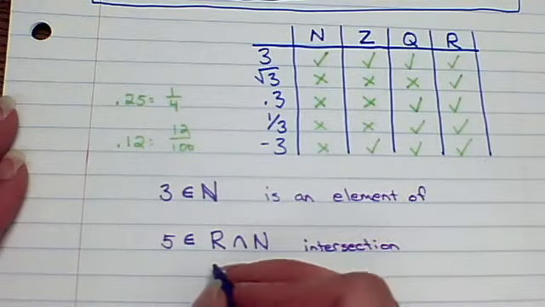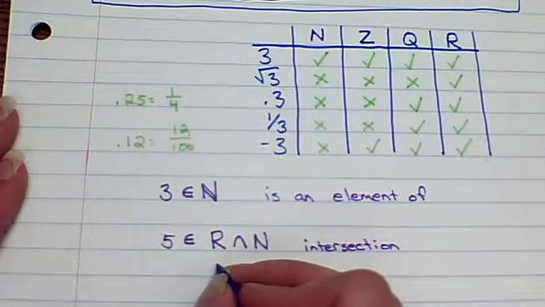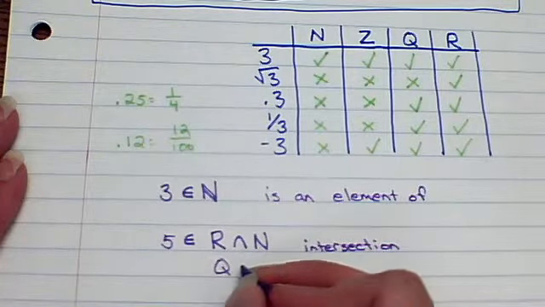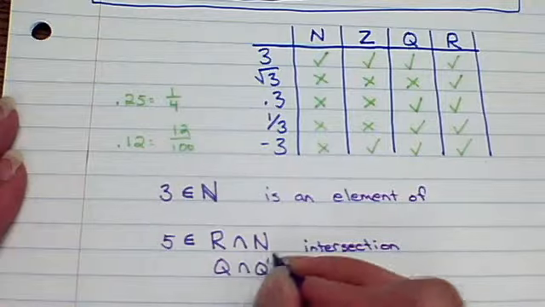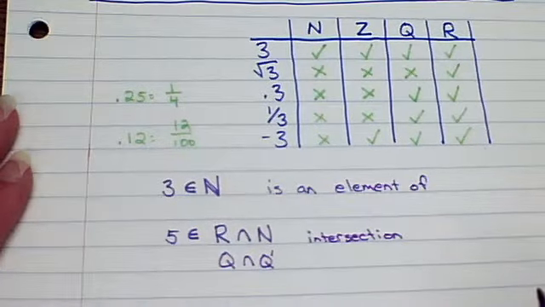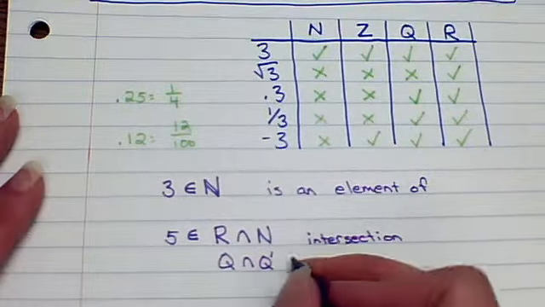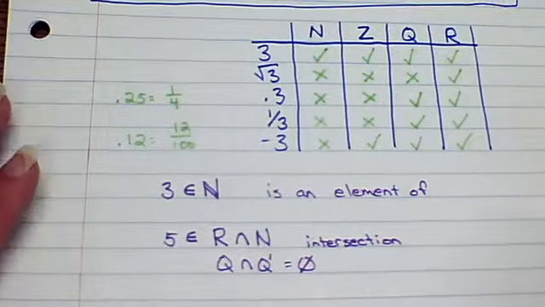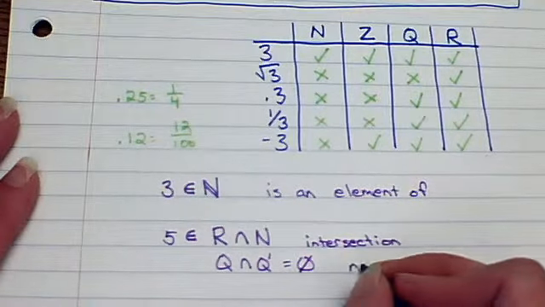What about the intersection of rational and irrational? Is there anything that can be in both? That would be what I consider a null set. There's nothing. Nothing is in both.